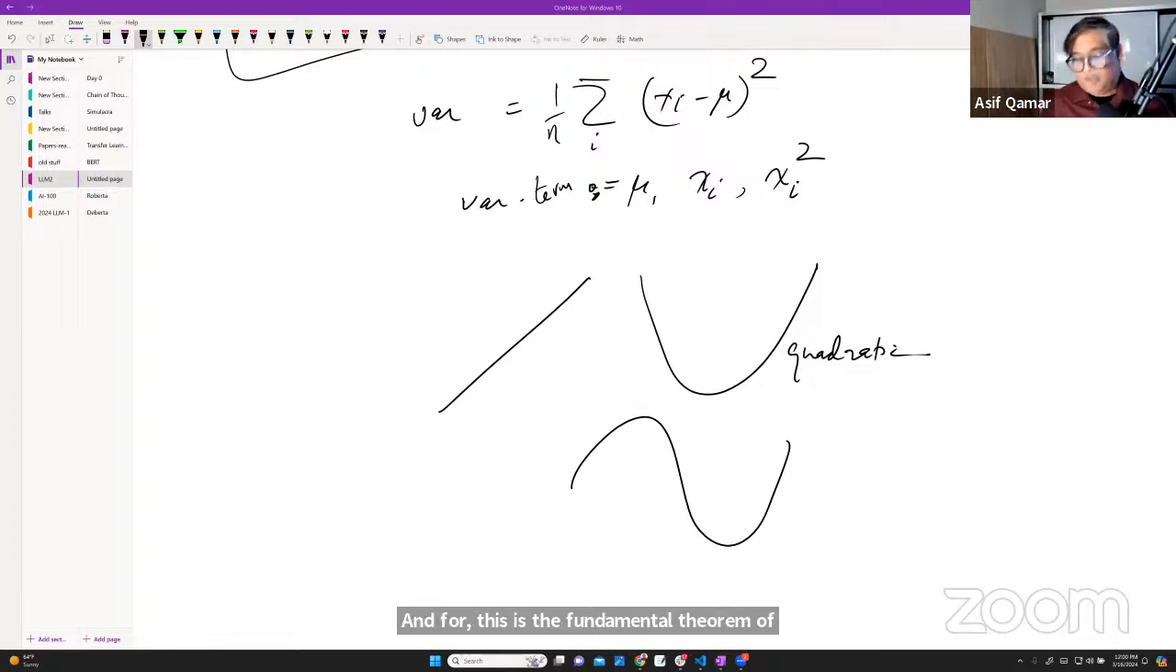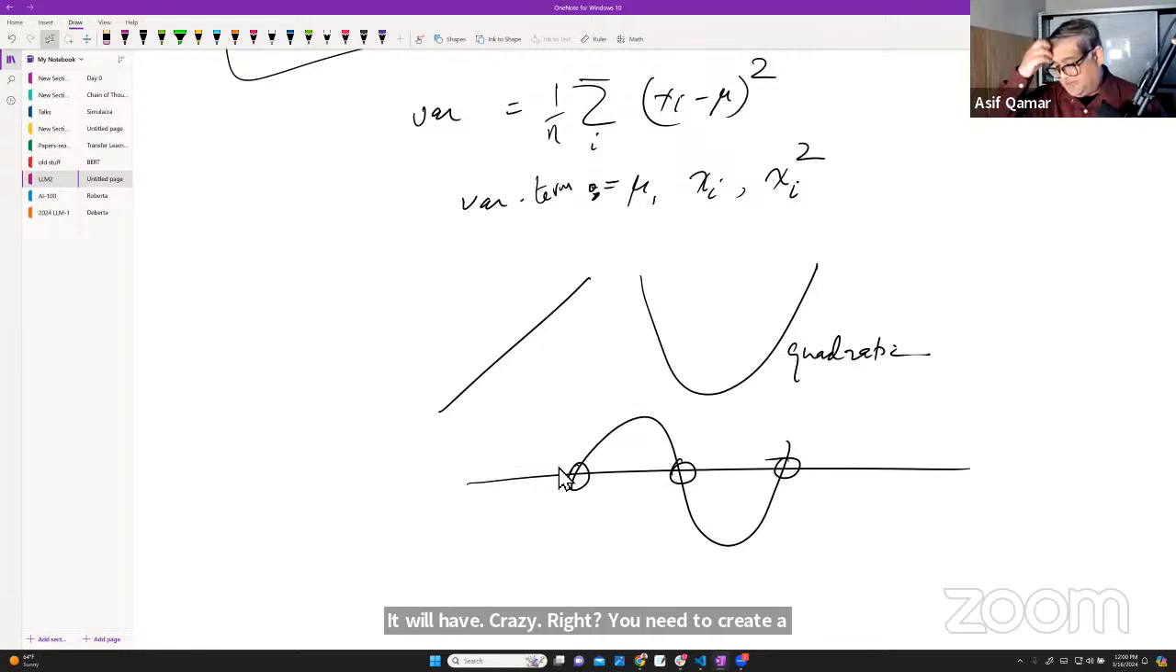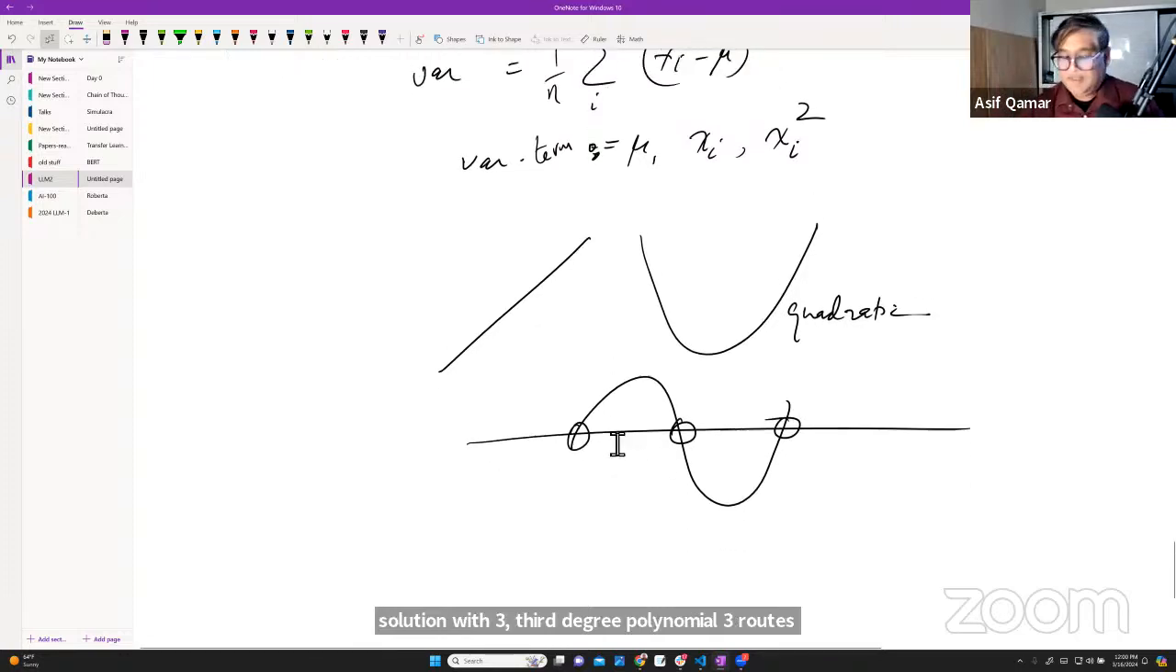So imagine that we have all gone through years of algebra textbooks, and somehow we missed that. A third degree polynomial will have 3 zeros, 3 roots, right? You need to create a solution with a third degree polynomial, 3 roots. You need to at least bend it twice. So this is it.